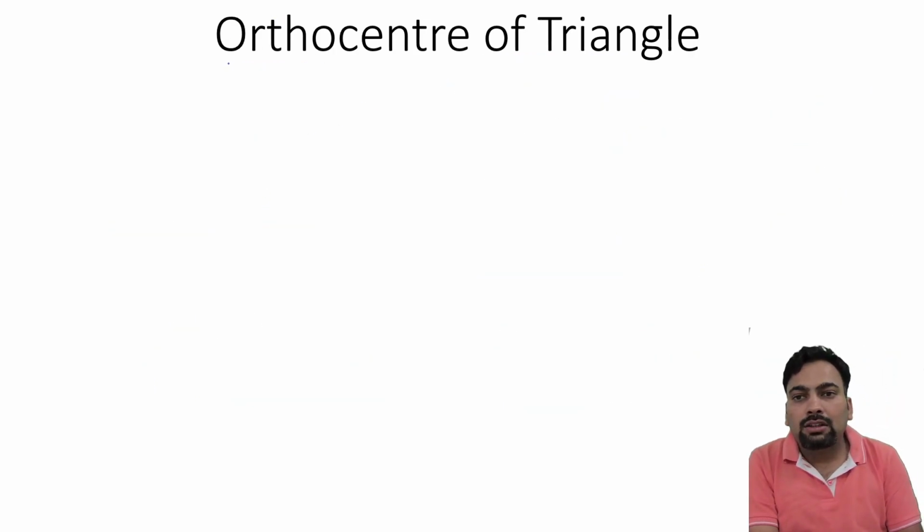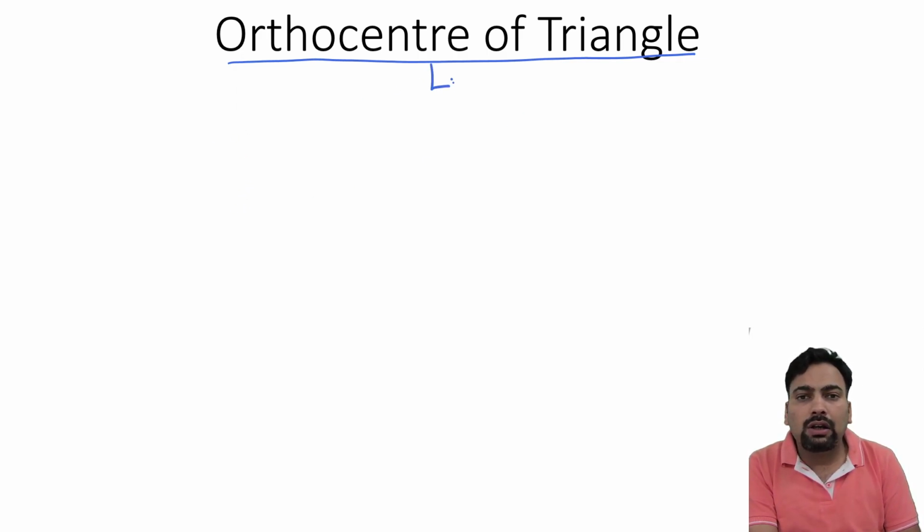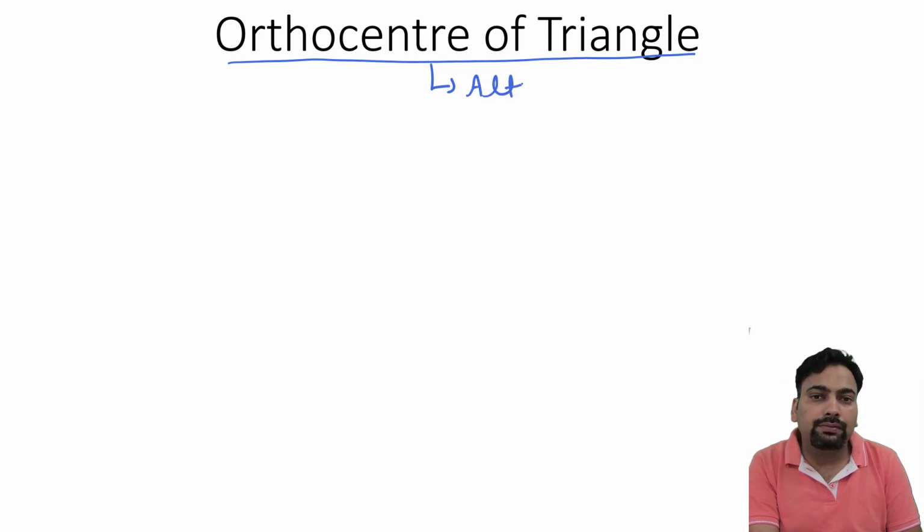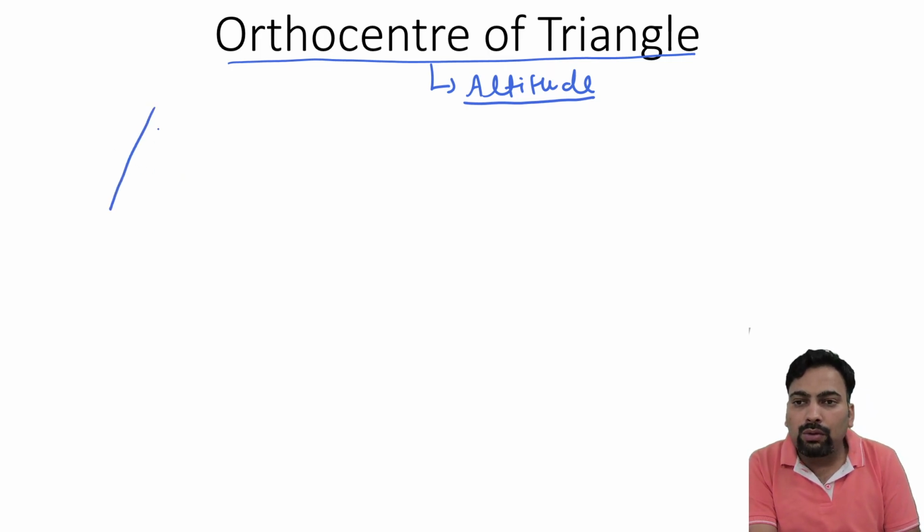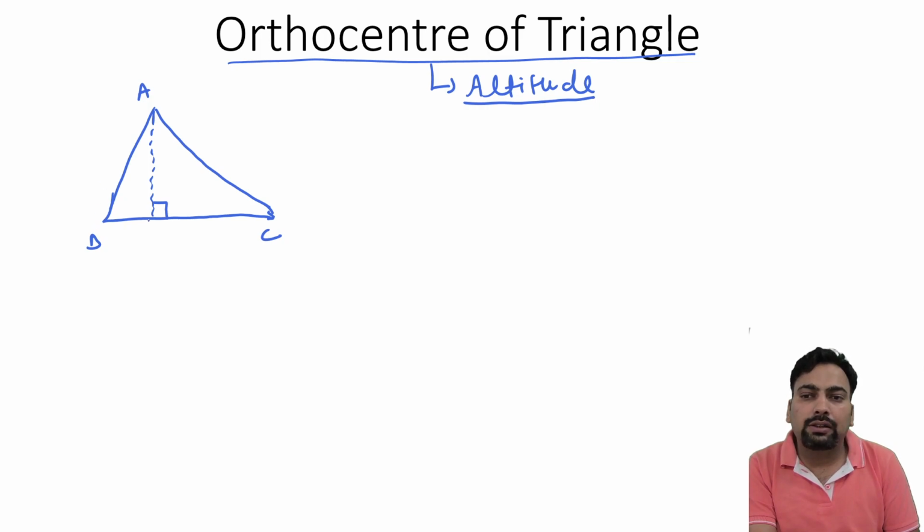Next, and our last point, is the orthocenter. In orthocenter, first we understand the keyword altitude. Altitude is basically the height of a triangle. If I draw an acute angle triangle, A, B, C, this is the height, the altitude. And from the point B, if you draw, this is your altitude.